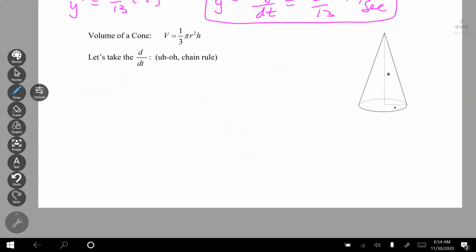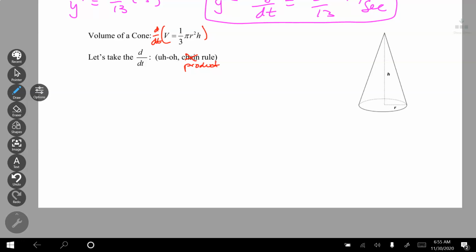Okay, we're going to work on problems that talk about taking the derivative of a cone. An example, we have a cone over here. We have its radius of the circle base on the bottom and its height of the cone. Here's my formula for volume of a cone. It's 1/3 pi r squared h, and I'm going to take its derivative. And I don't know why I put down chain rule. It's actually going to be product rule.